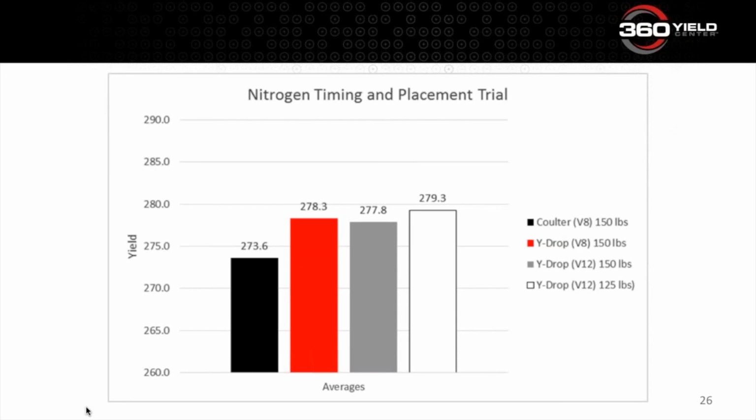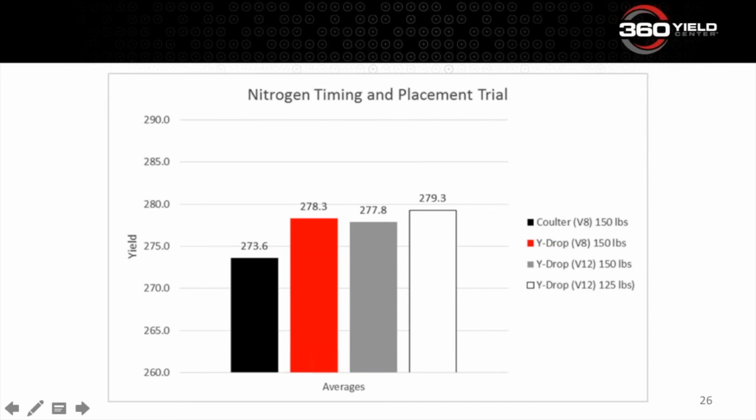This is also a great year for Y drop because it allowed us to gain a better understanding when we have a high mineralization year. Those are some pretty decent yields, right? And he put on 125 pounds there in that trial in the side dress. Now, the two bars on the left, I do want to talk about that because one of the things, you can go to the next slide, is placement.